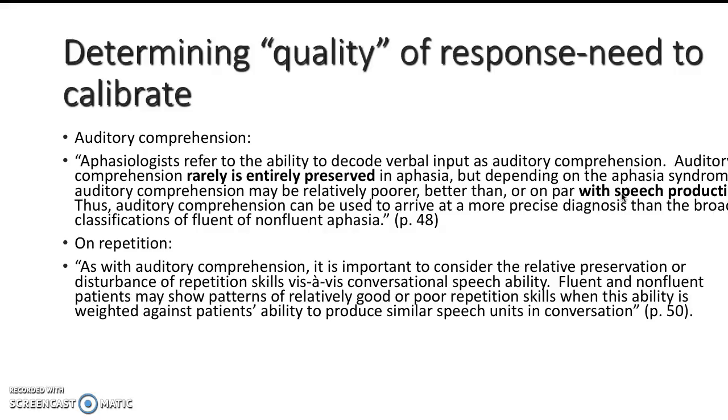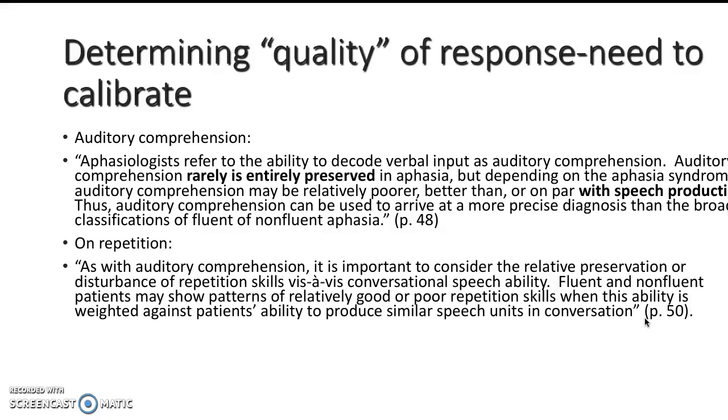The same is true for repetition. To determine repetition, you're going to determine the ability to repeat weighed against the ability to produce similar speech units in conversation. So if you're producing 3 speech units as an average length in conversation, or your 3 best, but you can only repeat 2 words at a time, when you get to 3 words at a time you start to fall apart, then your repetition would be poorer than your speech production, and we would say your repetition is poor.